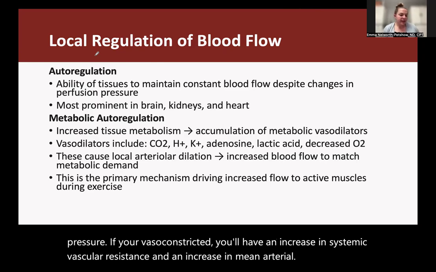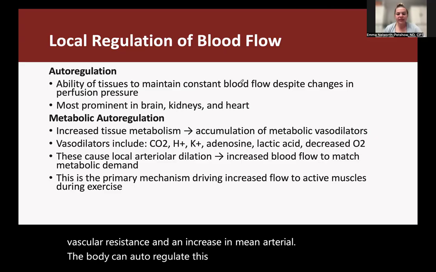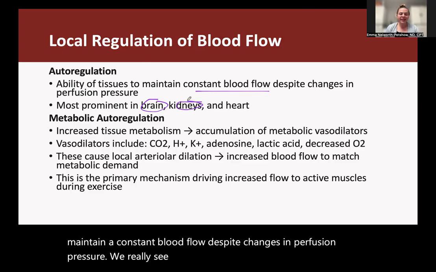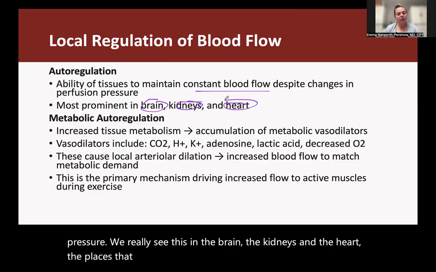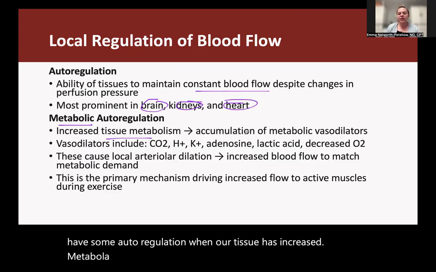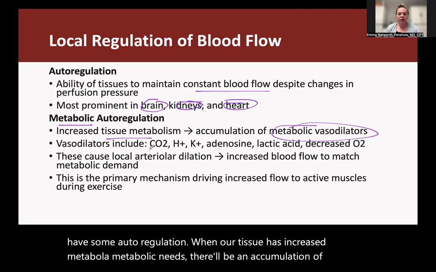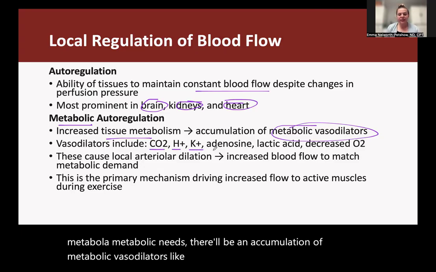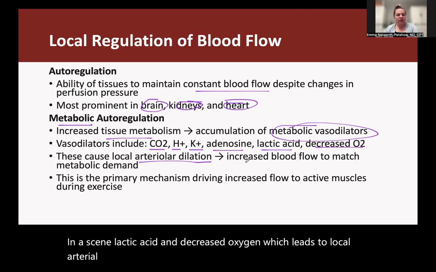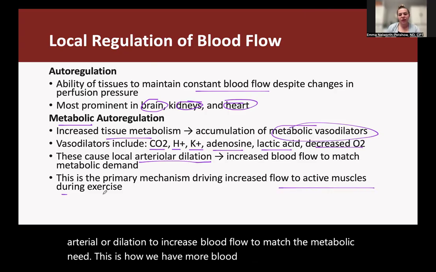The body can autoregulate this process, and the tissues can maintain a constant blood flow despite changes in perfusion pressure. We really see this in the brain, the kidneys, and the heart, the places that need blood consistently the most. Metabolically, we have autoregulation when our tissue has increased metabolic needs. There'll be an accumulation of metabolic vasodilators like carbon dioxide, hydrogen ions, potassium ions, adenosine, lactic acid, and decreased oxygen, which leads to local arteriolar dilation to increase blood flow to match the metabolic need. This is how we have more blood going to our active muscles during exercise.